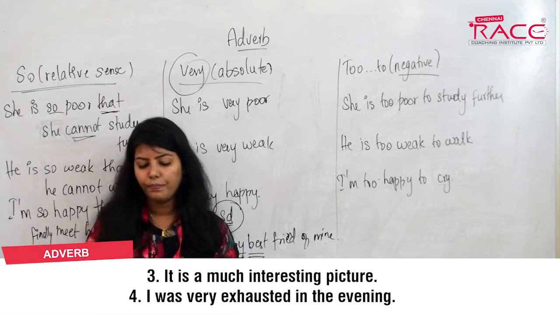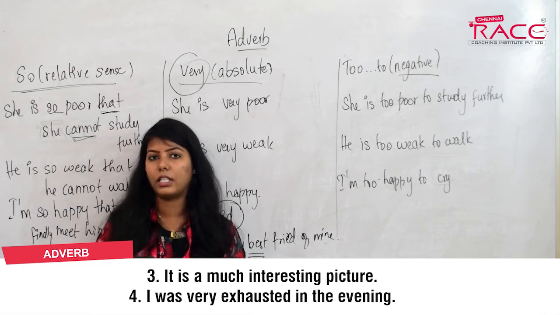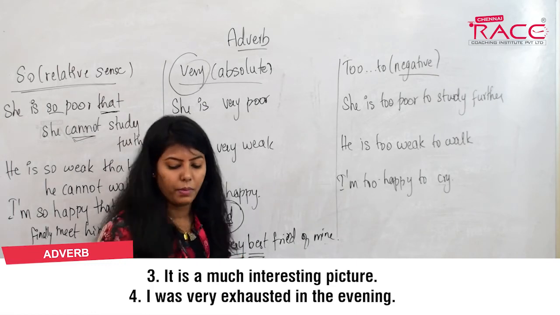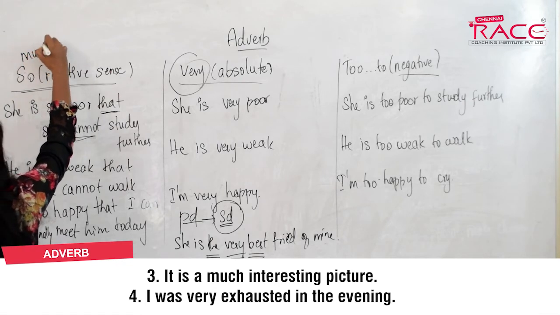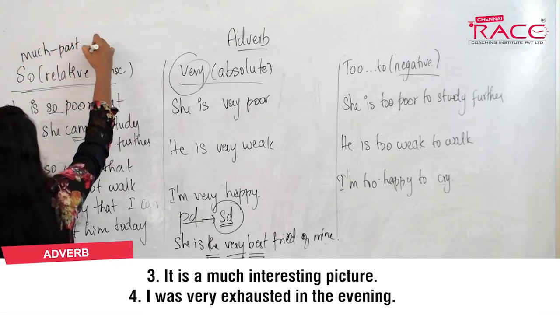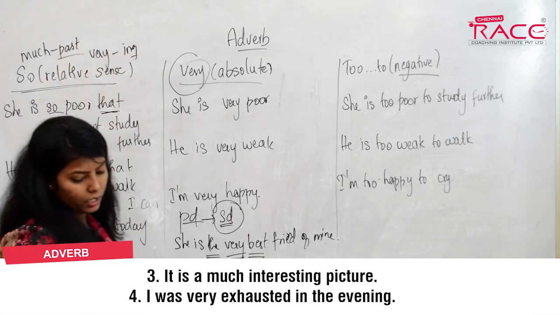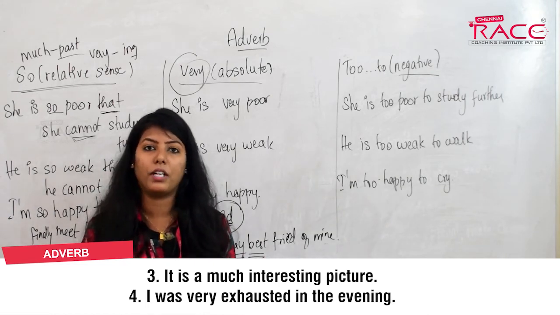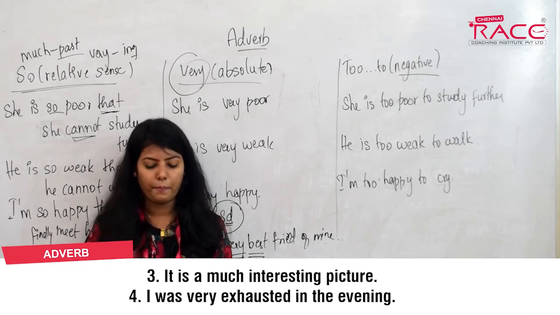Fourth question now: "I was very exhausted in the evening." Here, in the past tense, "much" is used with the past participle, and "very" is used with the -ing form. So "I was very exhausted" can be replaced by "I was much exhausted" or "very much exhausted." You can use either.